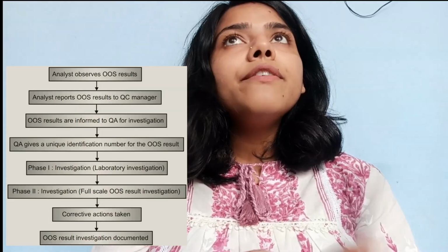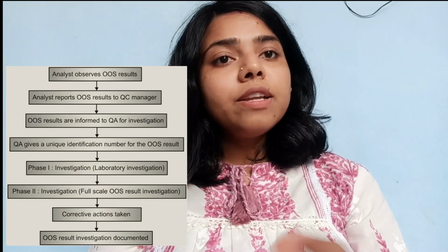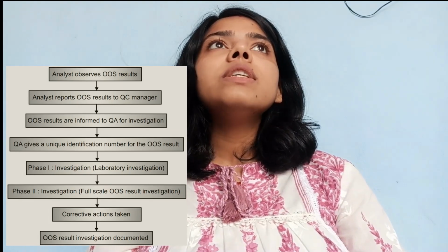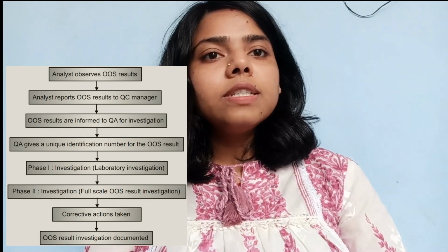As per FDA, that investigation is carried out in two phases, phase 1 and phase 2. Under the phase 1 investigation, the laboratory investigation, we must firstly identify whether the methodology that we had used was applicable or not, and whether our instruments were calibrated or not. We can also find out whether the analyst that gave the result was a trainee or an expert.